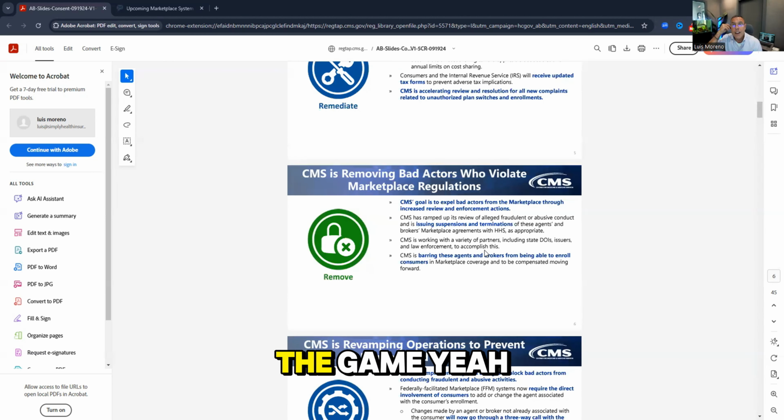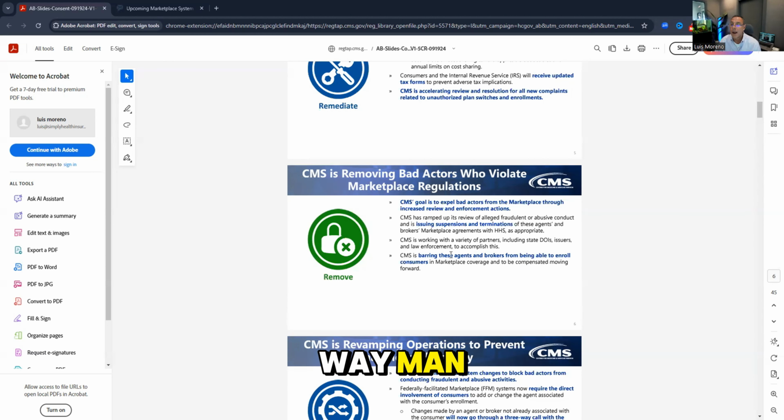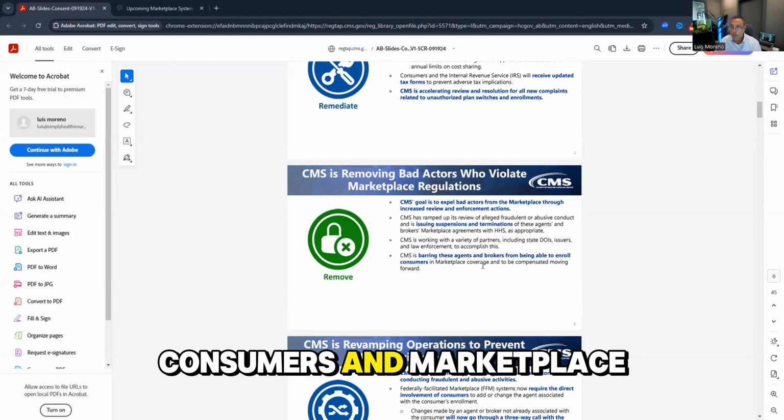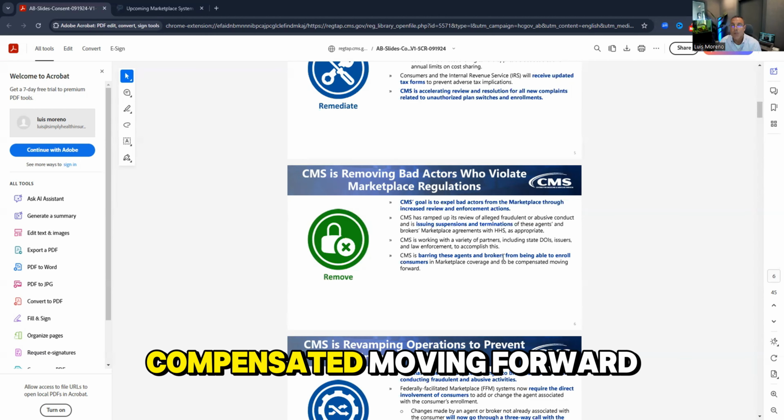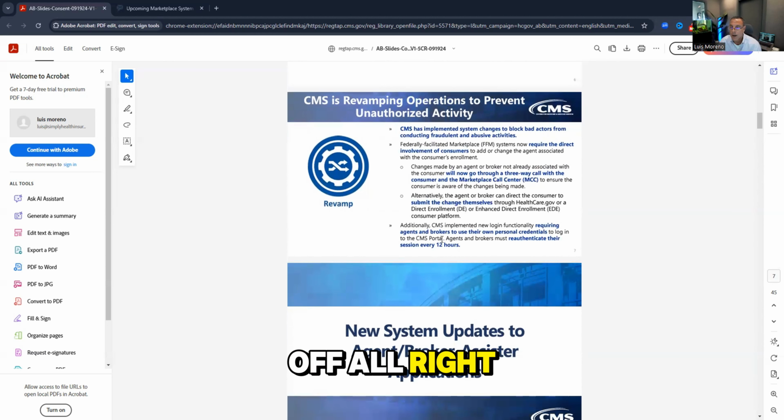Again, if you're manipulating the game the wrong way, man, I hope they throw the book at you. CMS is barring these agents and brokers from being able to enroll consumers in marketplace and to be compensated moving forward. Hell yeah. Cut their money stream off. All right. So it gets a little more detailed here. CMS has implemented some changes.